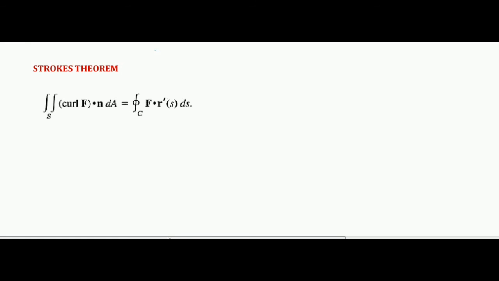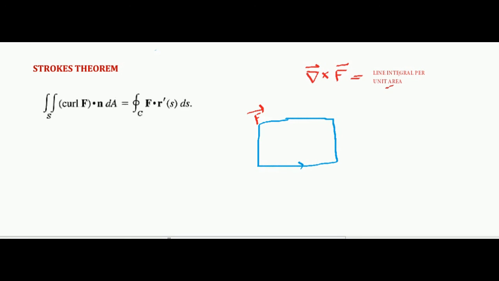When I was discussing curl, remember I stated that the curl of any rotating field is the line integral per unit area. So what is my curl? My curl is line integral per unit area. But which area? So consider you have a force F, and this force, say, is a rotating force around this particular rectangle. So you have this force moving like this. So it's a rotating force.